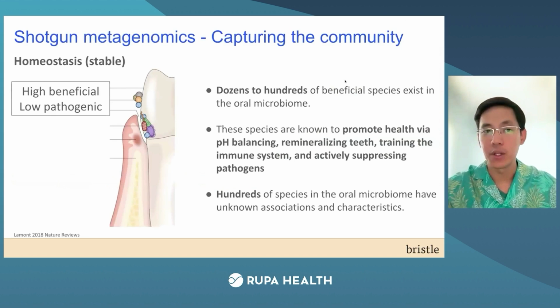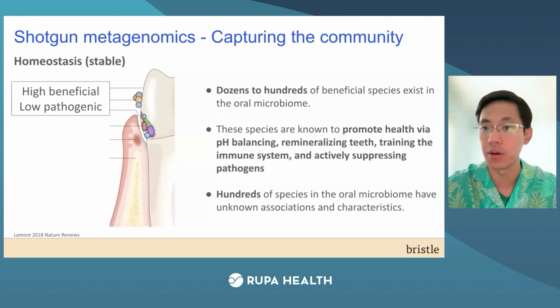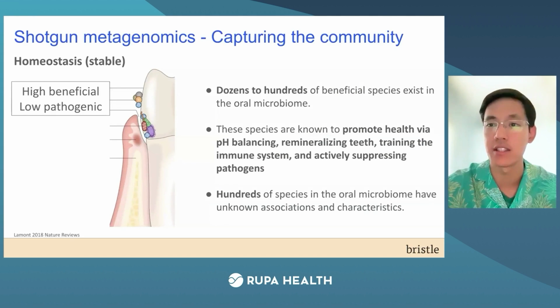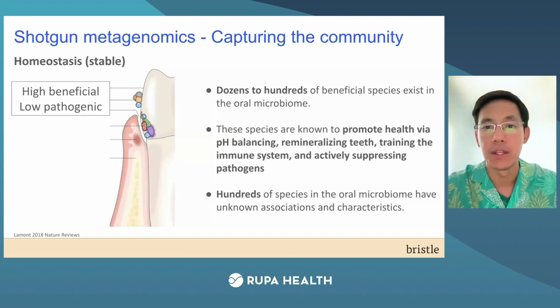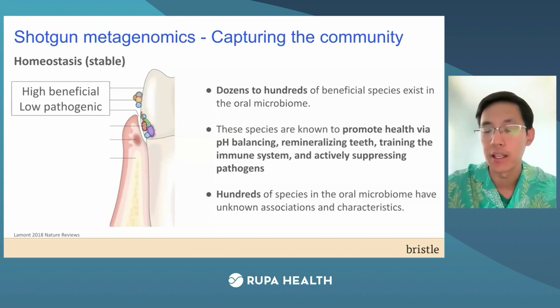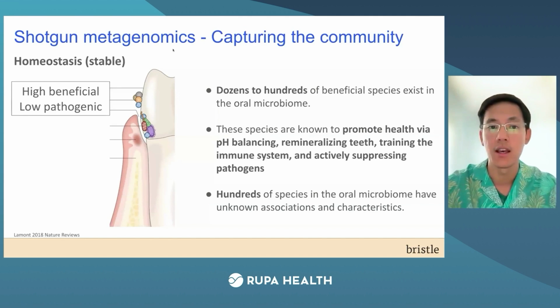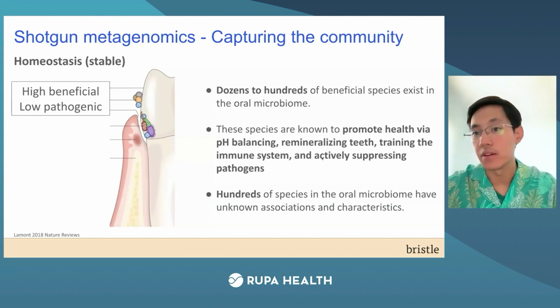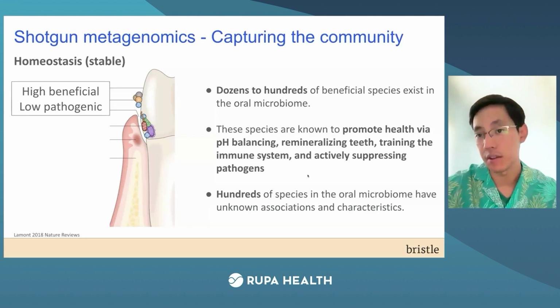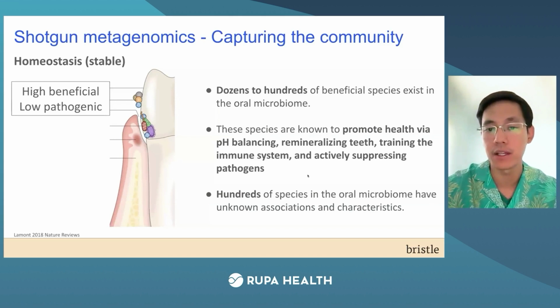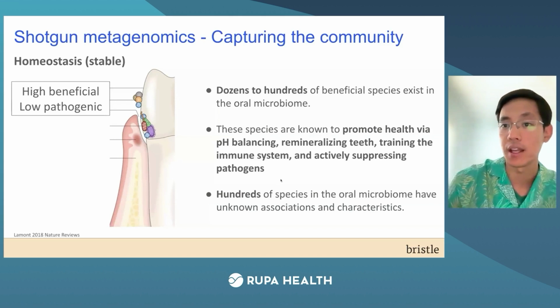Armed with that knowledge that the community is so important, we really decided to develop a test that looks at the community as a whole, not at individual bacteria as individual players in infections. And this is because there are dozens to hundreds of beneficial species, and it would be impossible to look at them individually. And these species all promote certain types of activities. They can balance the pH on the surface of teeth. They can help remineralize teeth. But of course, they train the immune system and they suppress pathogens. And hundreds of species we don't actually know a lot about. So we only know about maybe a few dozen of them that are well characterized, but hundreds of species we actually don't know what they do yet, and we're still working that out.